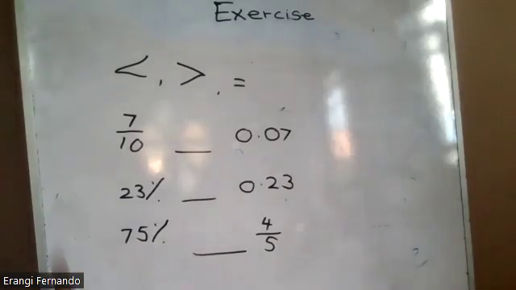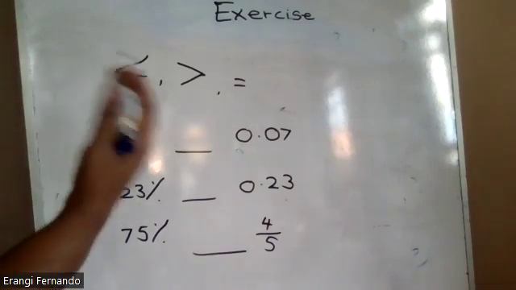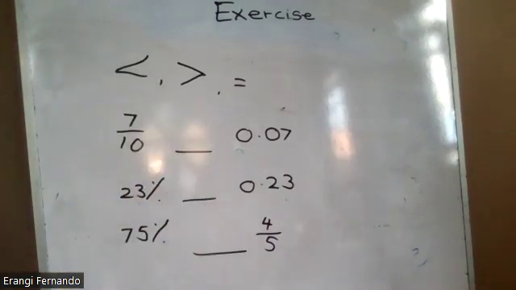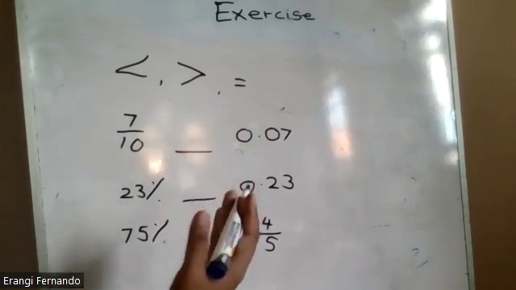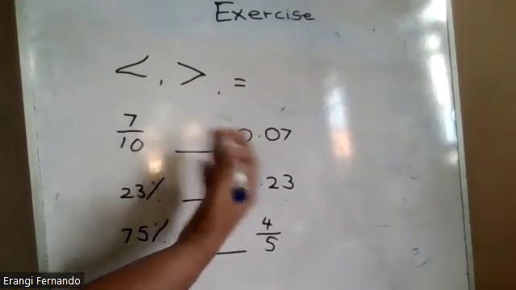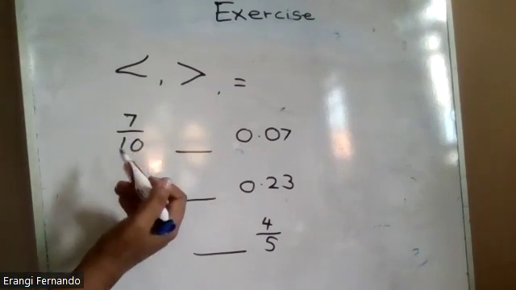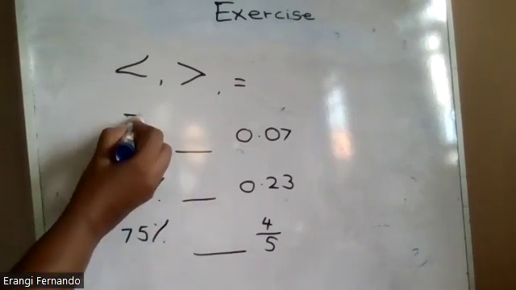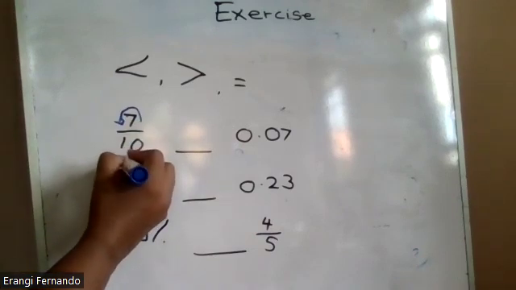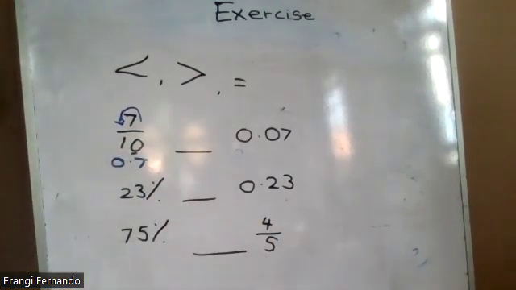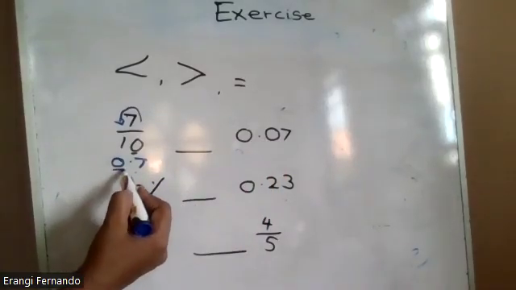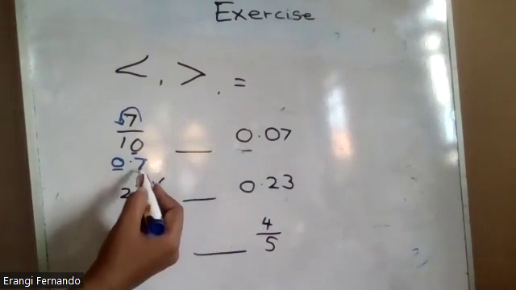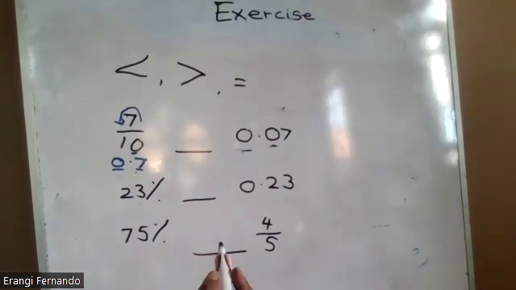Okay, the last question. You have to use the correct symbol: greater than, less than, or equal. So 7 over 10 blank 0.07. Shall we convert these two values into the same unit? Shall we convert this one into a decimal? So 7 over 10, when you convert into a decimal, means you move one decimal place. The answer is 0.7. So which is greater now, 0.7 or 0.07? Here the unit value is 0, the 10th value is 7. So the greater number is 7 over 10.